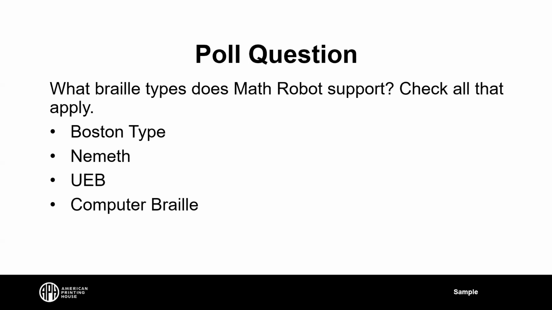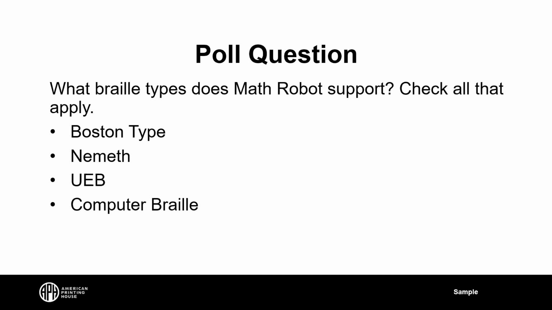And this next question is part of our poll question. So let's review where we are. 57% have participated. For the question, what Braille types does Math Robot support? Check all that apply. 96% say it supports Nemeth. Fantastic. We watched John try out Nemeth on the Math Robot. 87% say UEB, 61% say computer Braille, and 7% say Boston type.